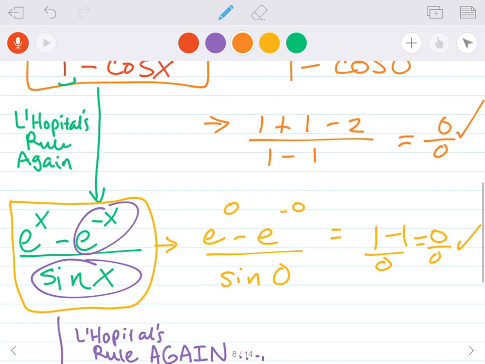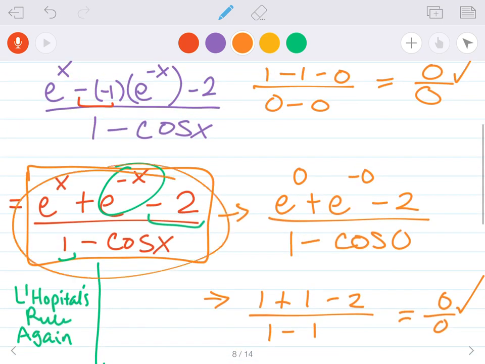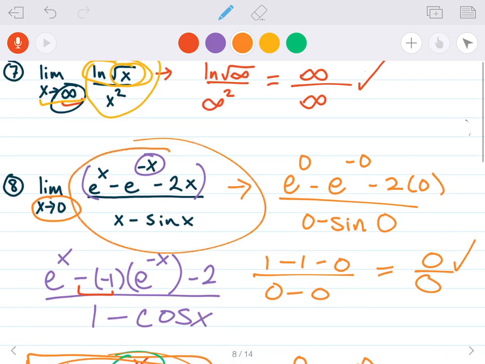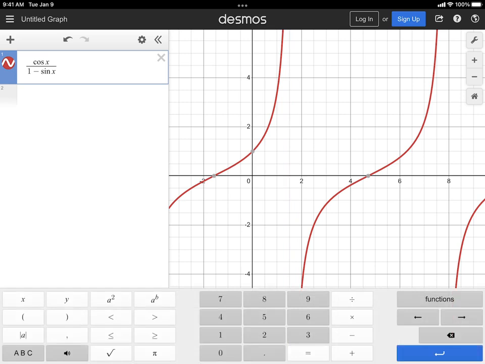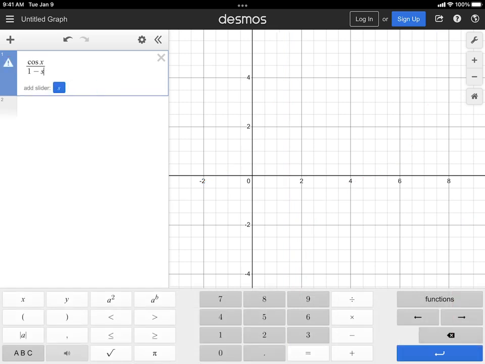Let's put our original function in Desmos to actually check that it is 2. Let me write this down first. I just want to make sure you guys know how to check this: e to the x minus e to the minus x minus 2x over x minus sine x, as x goes to 0. All right, let's put this in Desmos. That was a lot of work, but I think you guys are going to like this section better than the related rates and optimization. I just have a feeling.